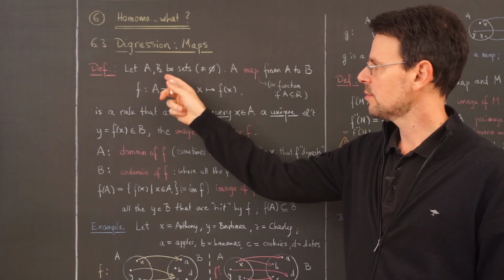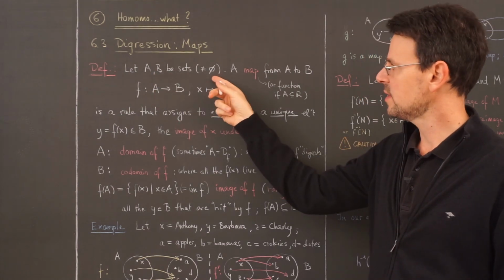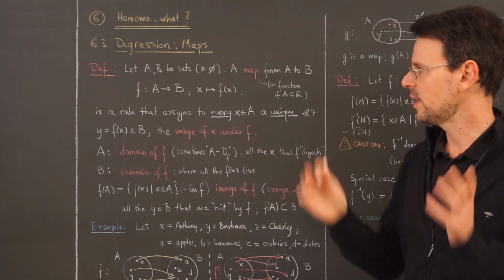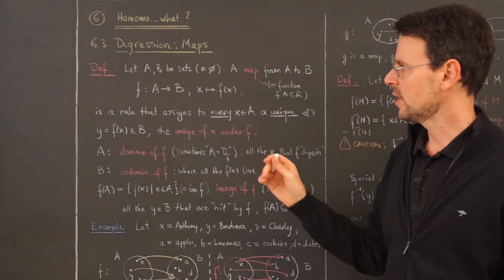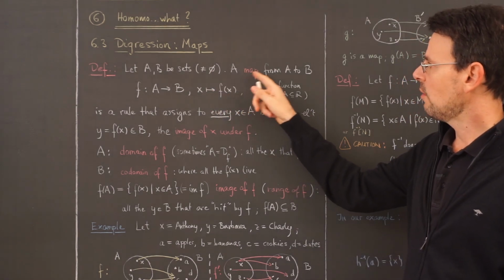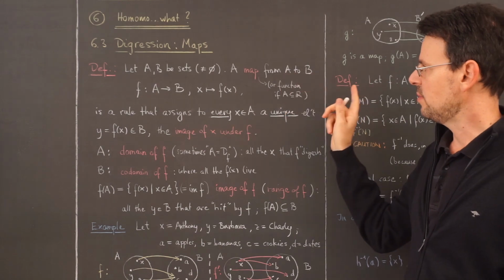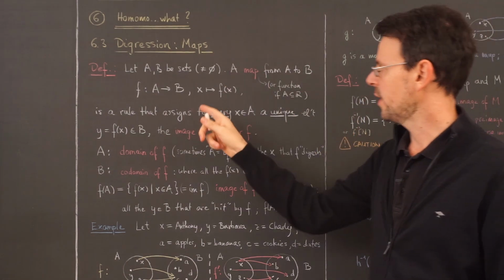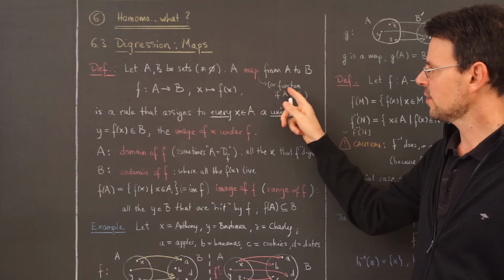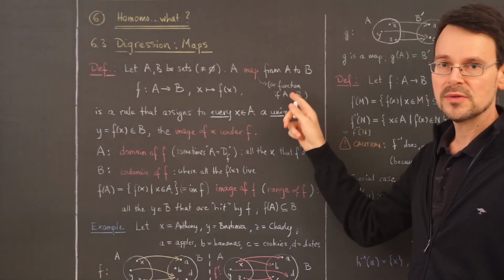A and B are supposed to be sets, non-empty sets, so simply collections of objects, numbers, group elements, whatever. We're not going into axiomatic set theory here. And now a map from set A to set B is the following. Just for the terminology, sometimes I will call it a function. This is what you're used to from high school.